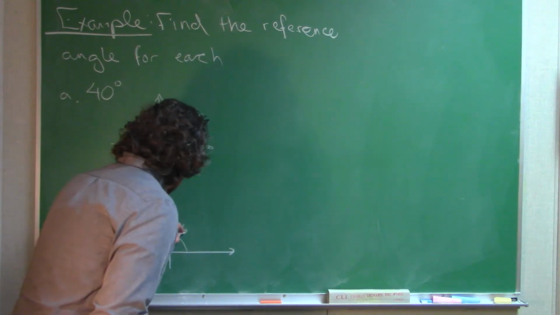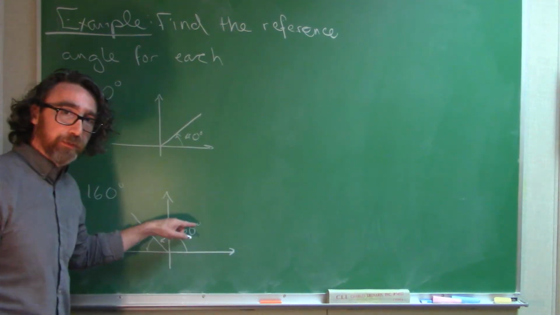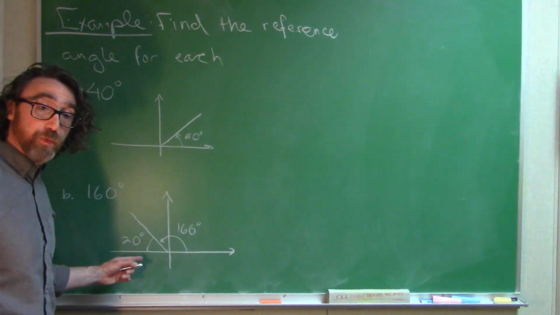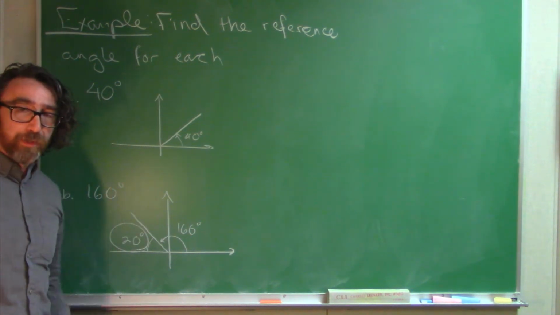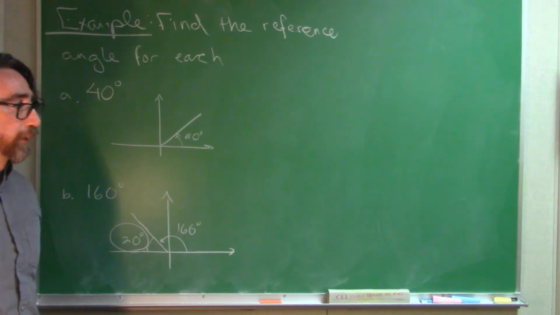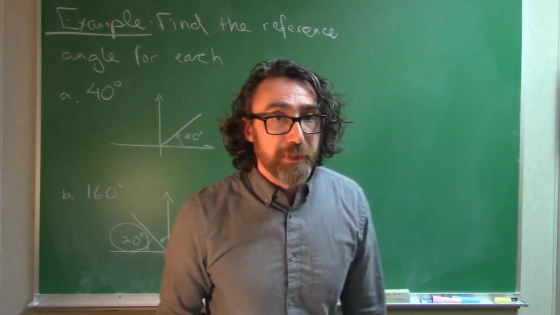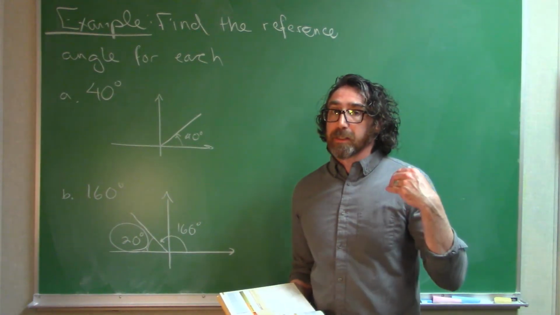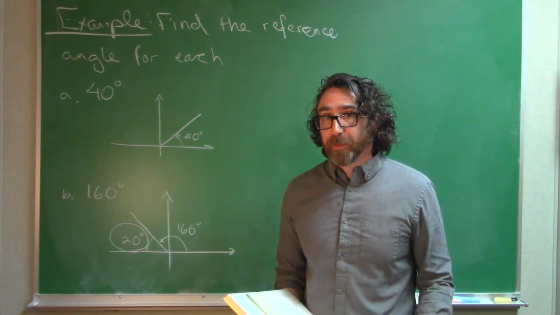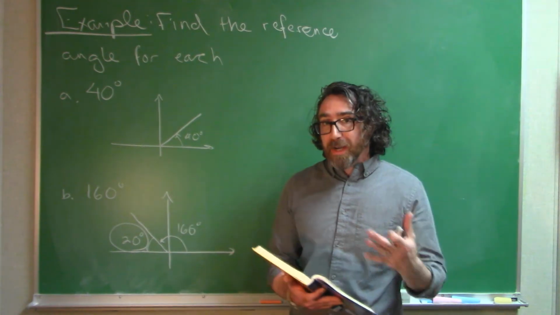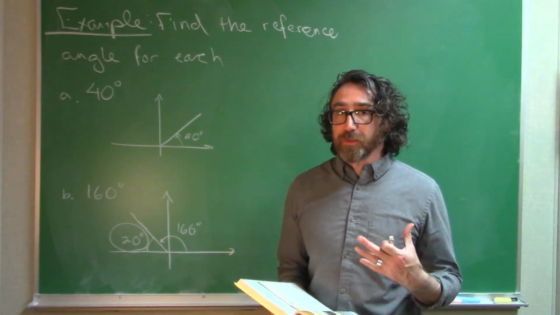So if I go 160 degrees, I'd have 20 degrees more to go to get down here. There's my reference angle. The reference angle is 20 degrees. Your reference angle is always going to be an acute angle, something between 0 and 90. That's going to help us combine the two definitions of trig functions that we have.